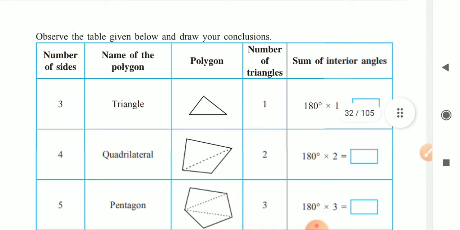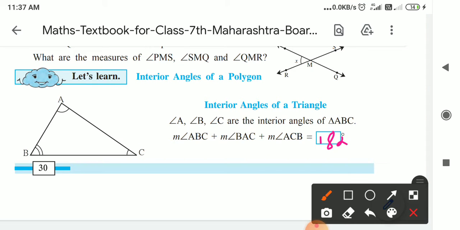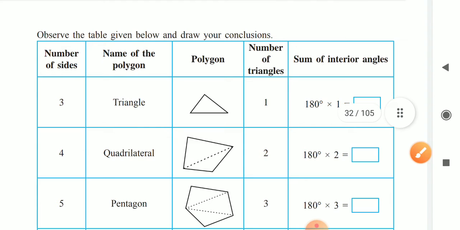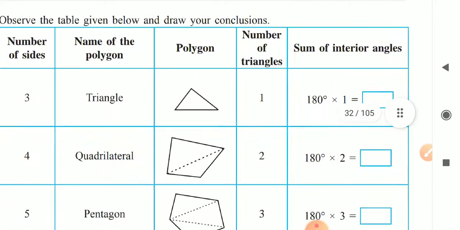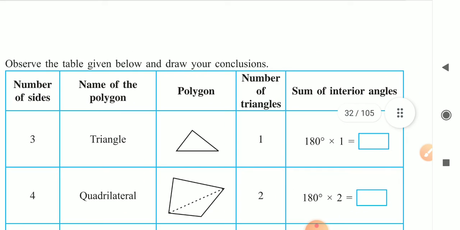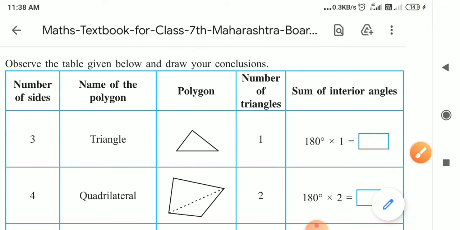You know this also. I think last year I taught this lesson to you, and we had done the activity for it also. Now, from this property given above, we will study the next part. Observe the table below and draw your conclusion.